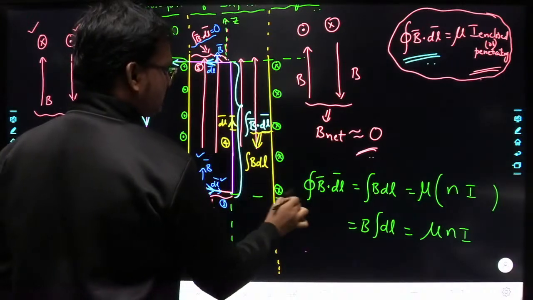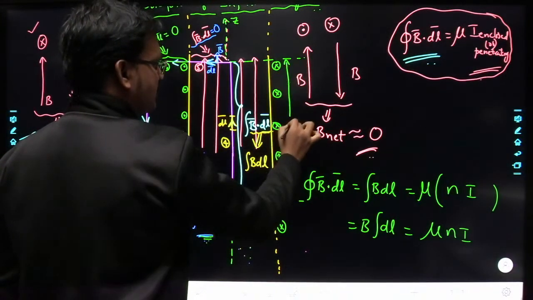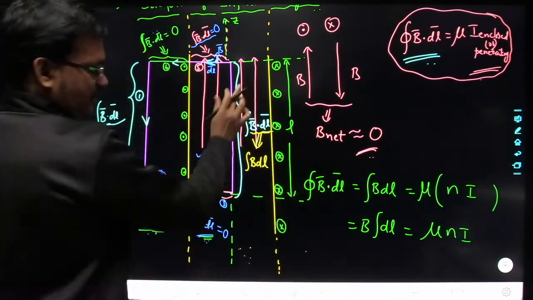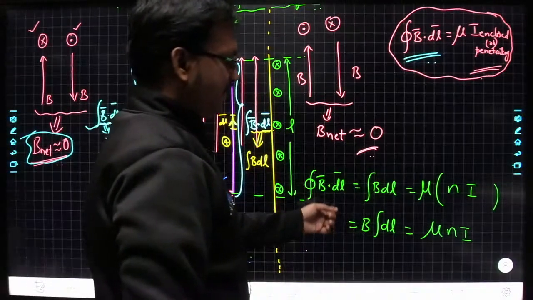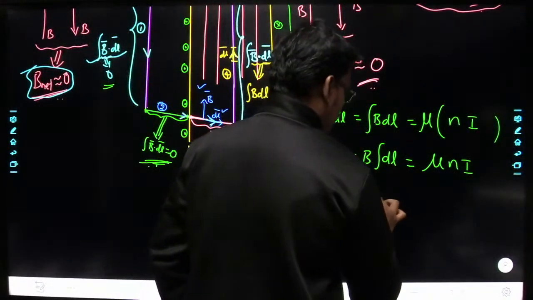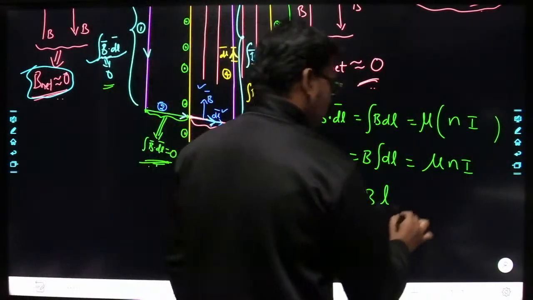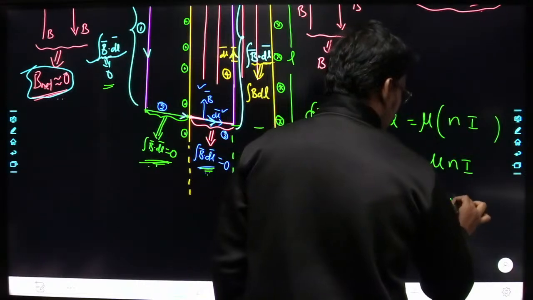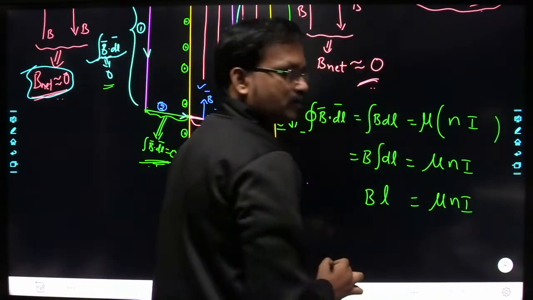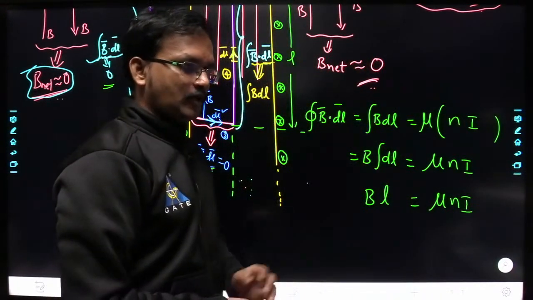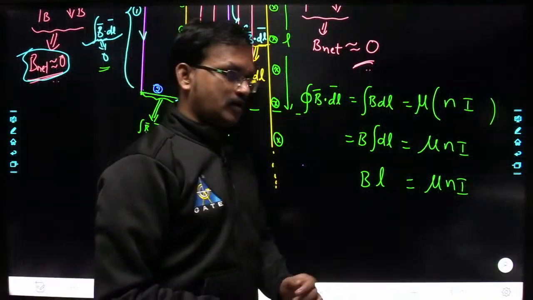Let us say the length of this line is L. Understood? Then the integral of dl, I can write it as B into L. So B into L is equal to mu into n into I.